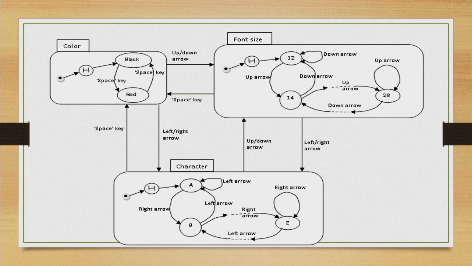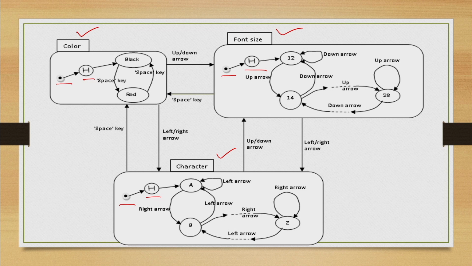This figure shows a state chart representation of the character display system which we have described earlier. Here, as you can see, there are three superstates: color, font size and character. So, the color superstate, the font size superstate or the character superstate contains many basic states. Here we have mentioned that all the superstates combine both the default state mechanism and the history mechanism. So, these two mechanisms are present in all the superstates.